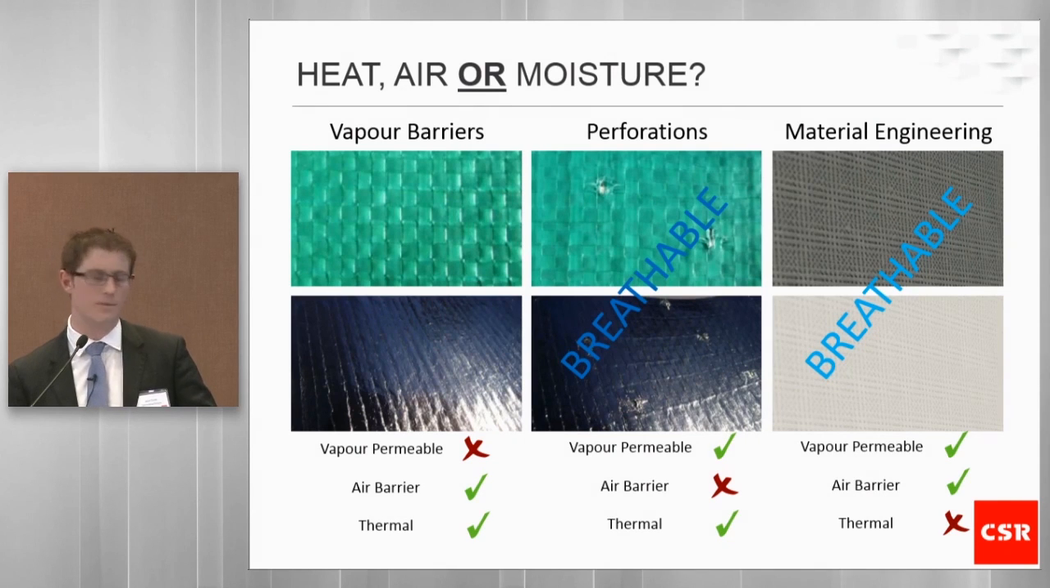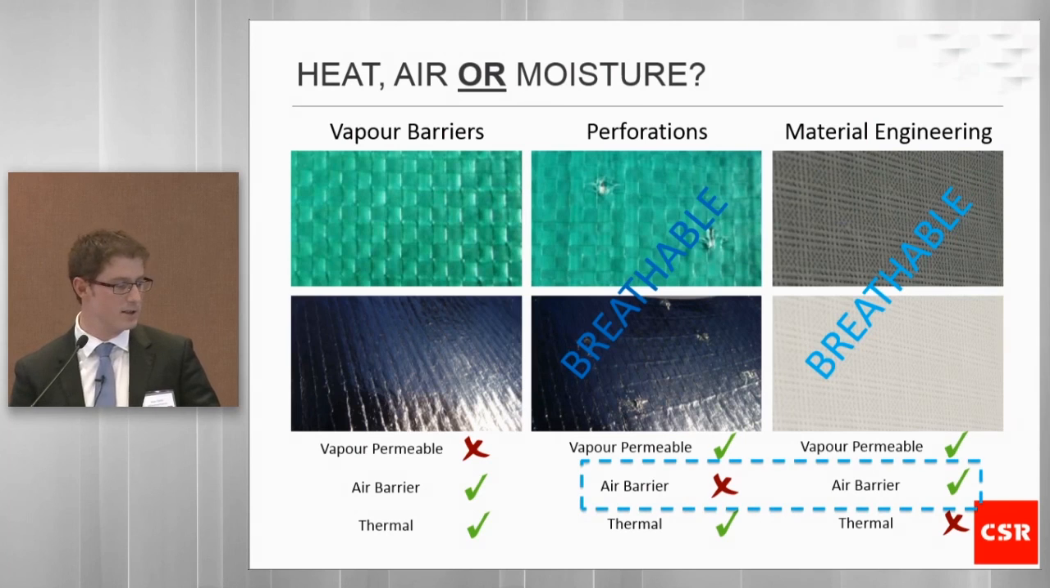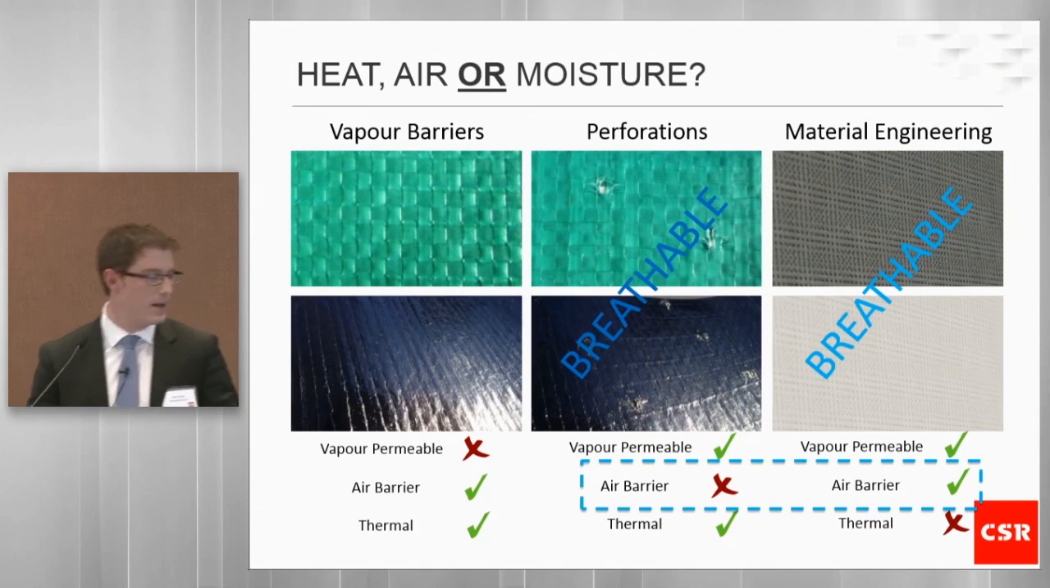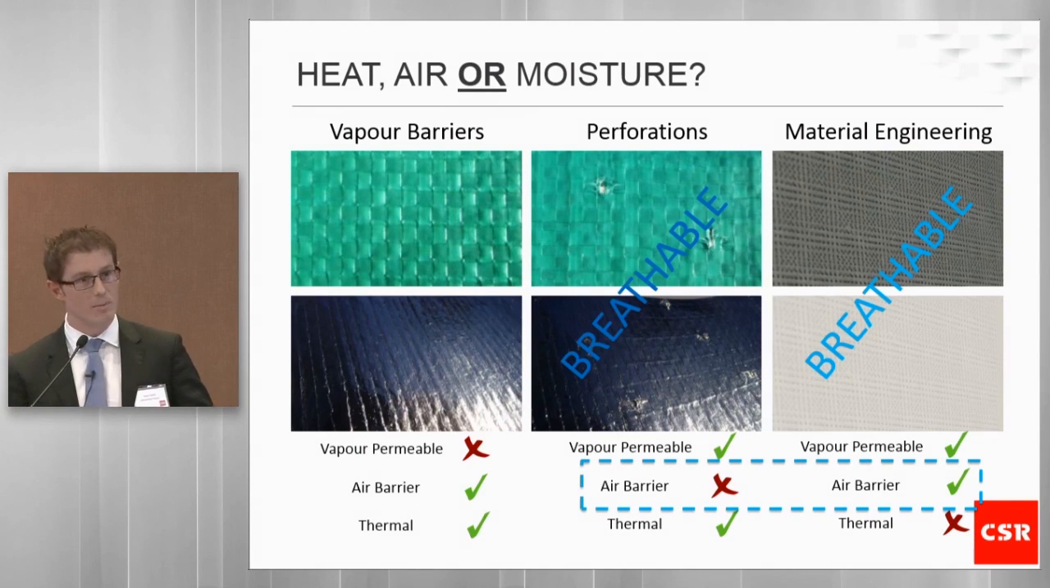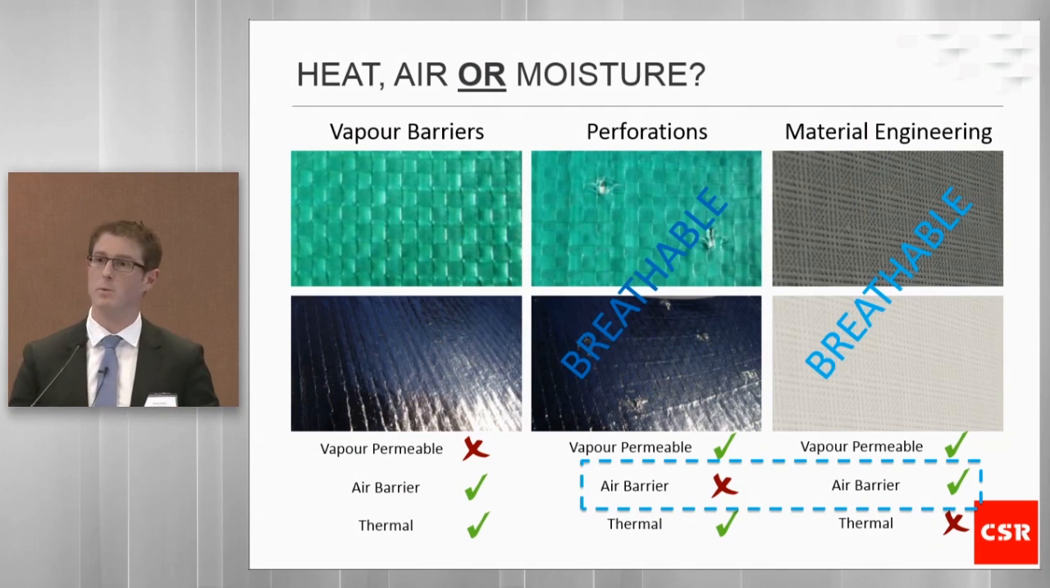So both of these are vapor permeable, but the key difference here is that the new generation ones are air barriers, and the perforated ones obviously not air barriers. So a good quality breathable wrap, or a good quality vapor permeable wrap, will be vapor permeable, and it will be an air barrier.